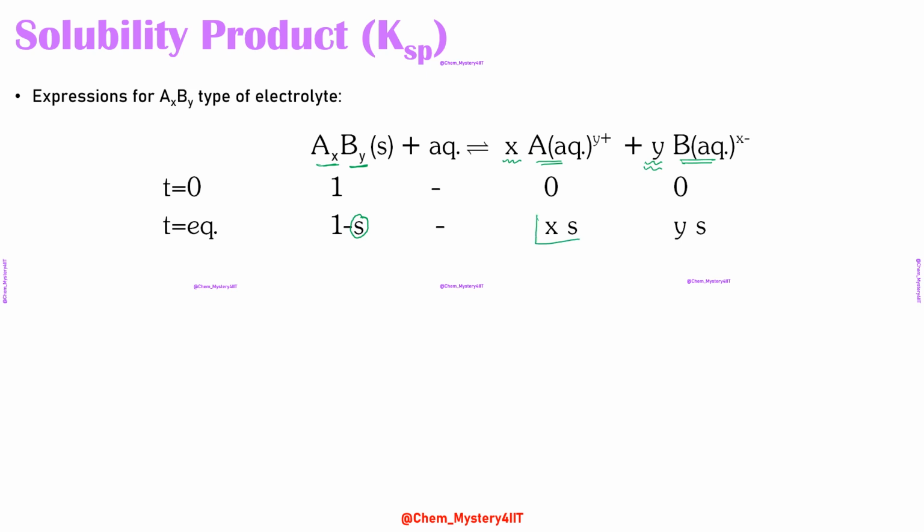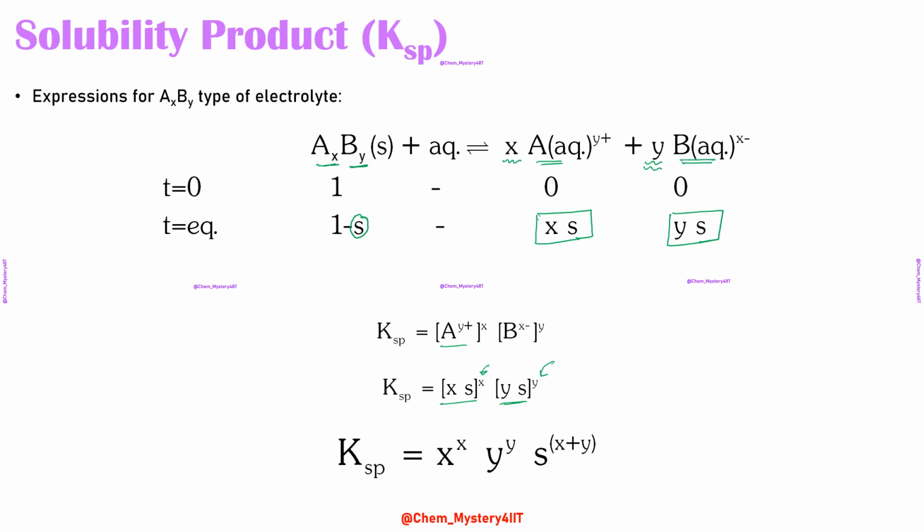The result is X times S is being formed as a cation, Y times S is being formed as anion. Now putting the KSP equilibrium over here, concentration of A raised to power X, concentration of B raised to power Y. Now concentration of A itself is X times S, so this is becoming (X times S) raised to power X, (Y times S) raised to power Y.